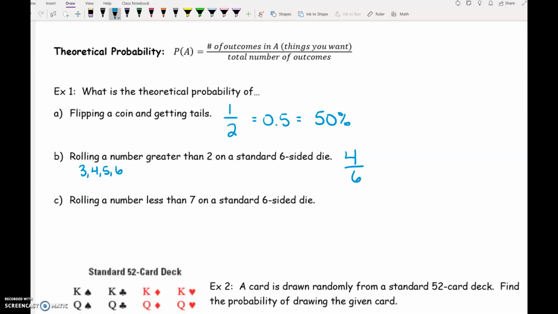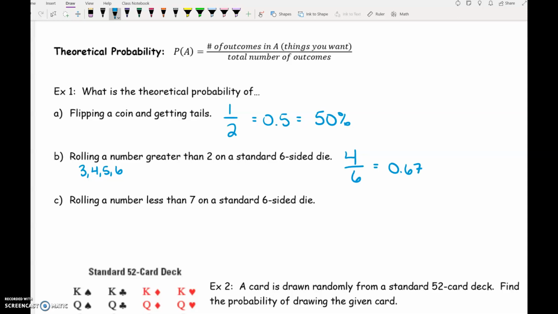We can grab a calculator to actually figure out what that decimal is. In some classes, I ask them to write the decimal, like the fraction, the decimal, and the percent. If you just want to write the decimal, that's fine. So 0.67.